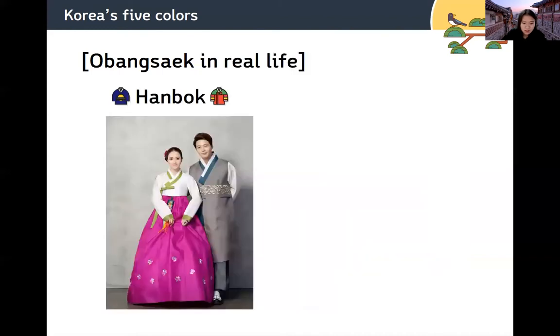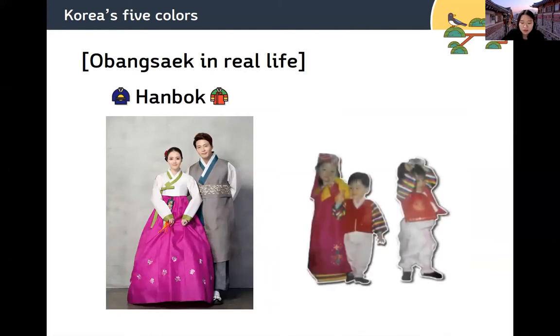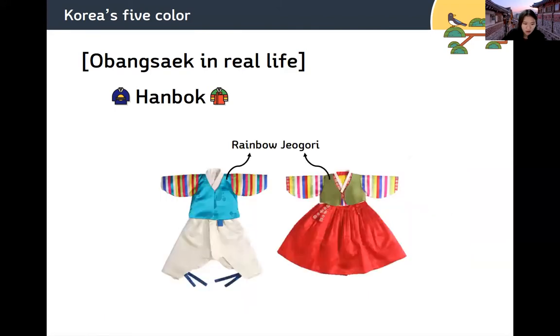Also, you can easily see these 5 colors in Hanbok, a traditional Korean costume. But the Hanbok I will talk about is the Hanbok especially for kids. So this is the Hanbok worn by children. Can you see this colorful arm part? This is the part where you can see the 5 colors used, which is called rainbow togori in Korean. By using 오방색 in their clothes, people hope their kids can be in peace and health.